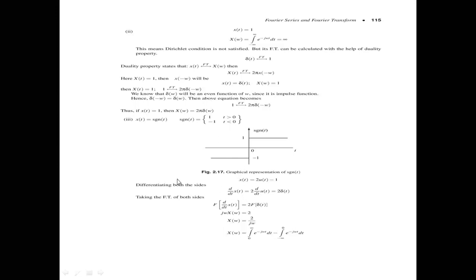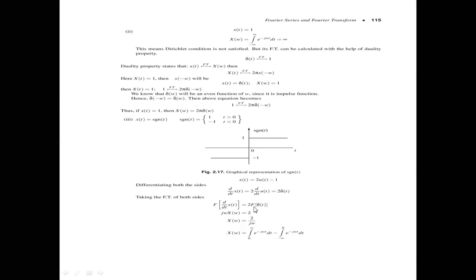We can write x(t) equal to 2u(t) minus 1, that is, the signum function represented in terms of the step function. Apply the derivative on both sides: d/dt gives 2 times d/dt of u(t). The derivative of the step function is nothing but the impulse function, my dear students. So dx/dt is equal to 2 delta(t).